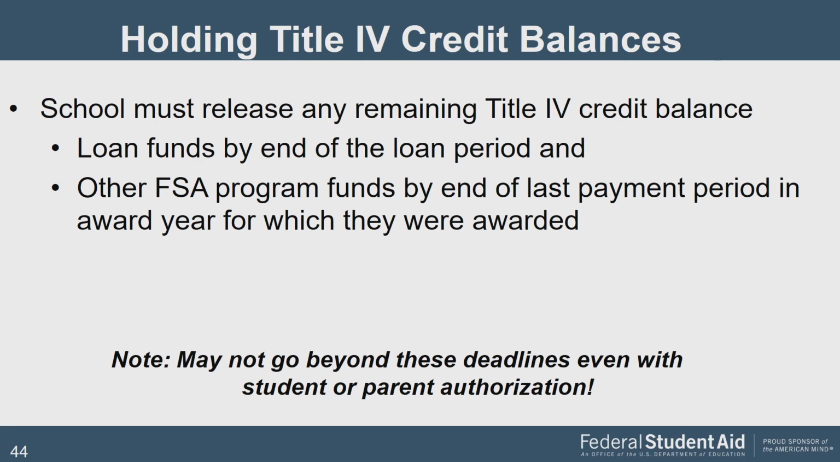Now, the student or the parent may give you permission to do certain things. They'll just say, keep it, I don't want it back. You can use it for the next bill that comes up. You are not allowed to go outside of any of the guidelines. You cannot pay more than $200 for prior year. You cannot hold on to the money for more than the loan period or the award year. Okay, it has to be cleared up by the end of these periods, even if the parent or the student gives you permission.